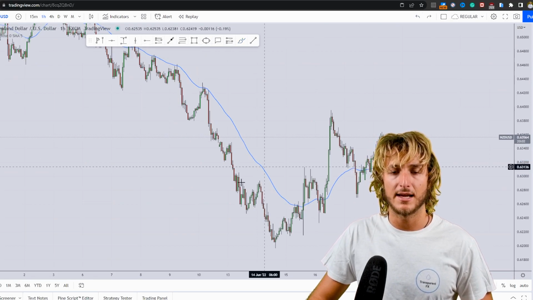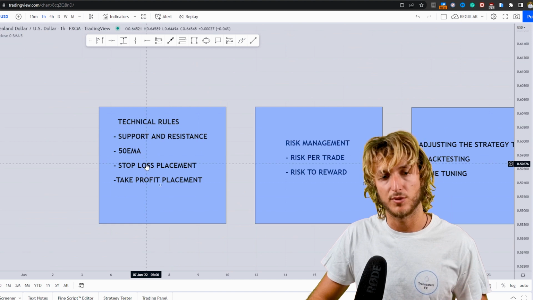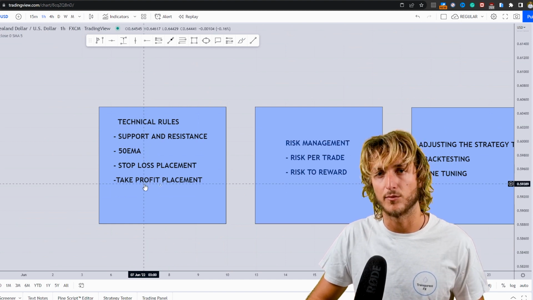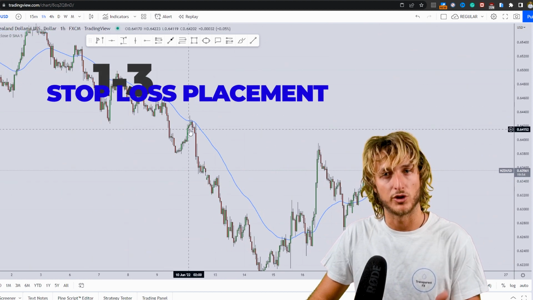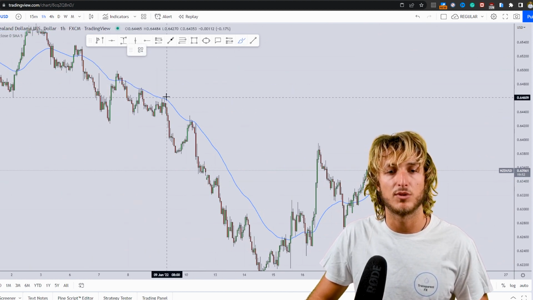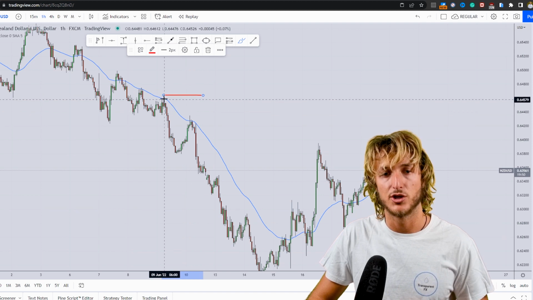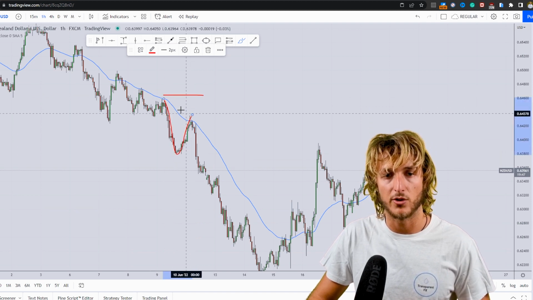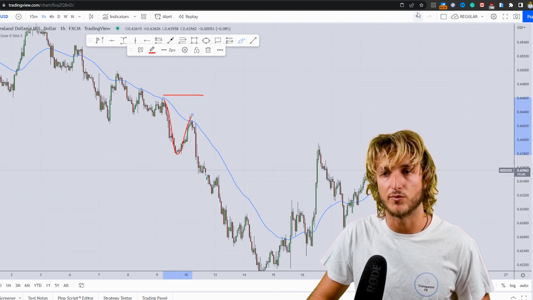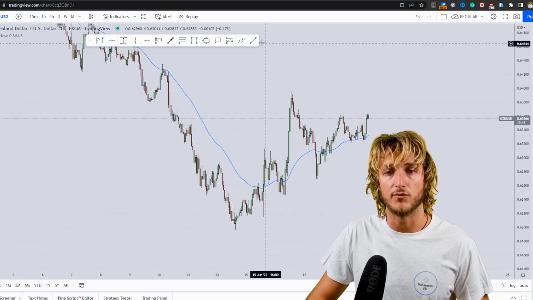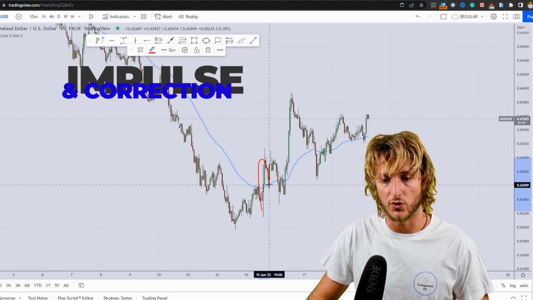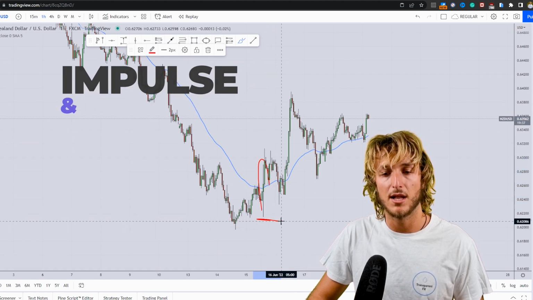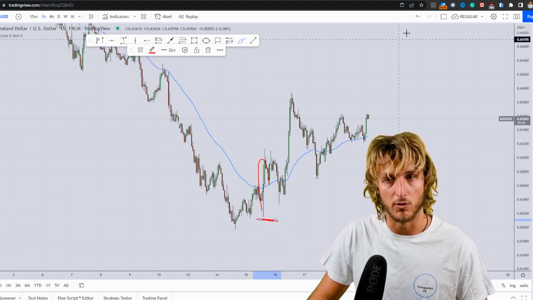Now, the next concept will be stop loss placement and take profit placement. When it comes to placing a stop loss, if we're looking for a short, we will be placing our stop loss above the previous high. So if you have an impulse to the downside followed by the correction, the stop loss will be above the previous high. Same thing if we're looking for a long position. So for example, if we have an impulse and correction, the stop loss will be below the previous low, okay?